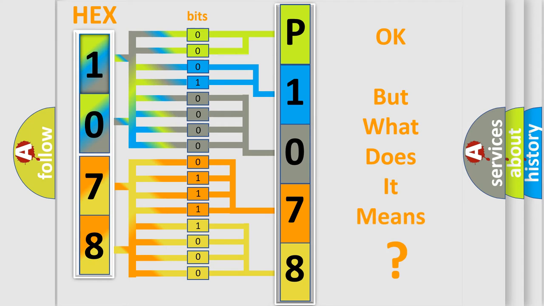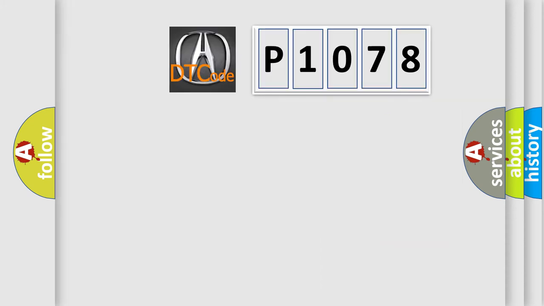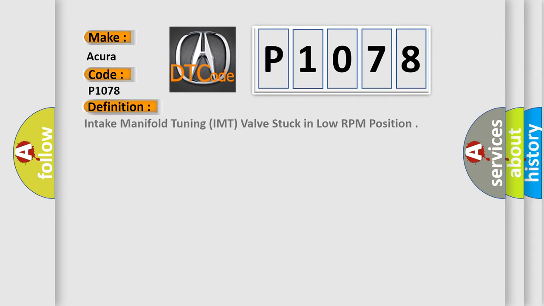The number itself does not make sense to us if we cannot assign information to what it actually expresses. So, what does the diagnostic trouble code P1078 specifically mean for car manufacturers? The basic definition is intake manifold tuning IMT valve stuck in low RPM position.